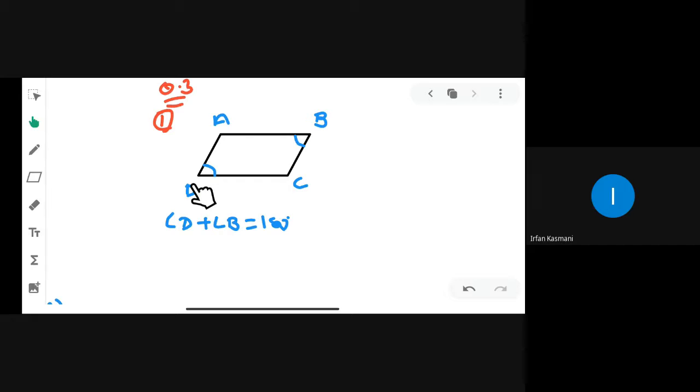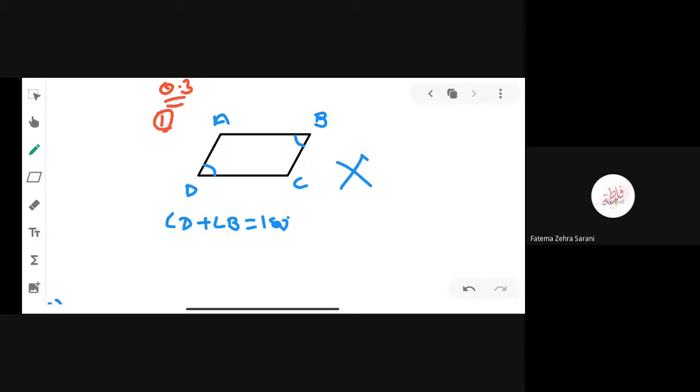Are you getting my point, girls? Yes, sir. ABCD is a parallelogram in which angle B and angle D are opposite angles, and opposite angles are always equal. But it is not necessary that the sum of these two opposite angles is 180 degrees. So on the basis of this condition, we cannot say that it is a parallelogram. Clear all of you?